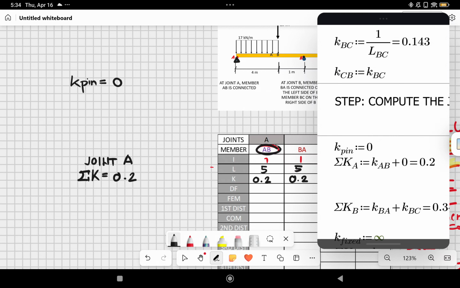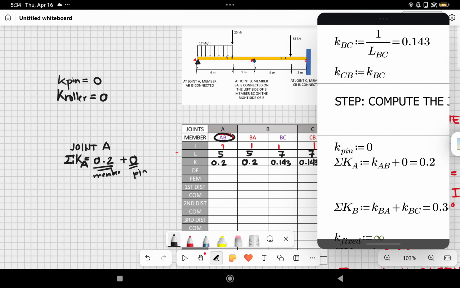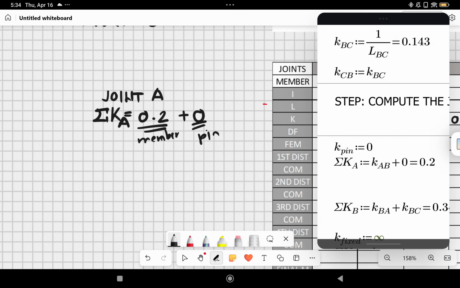We give it a value of 0. So that is what is connected at A, summation KA. That is the member which has a stiffness of 0.2, and the pin which is 0. This is the pin, this is the member. That is also the same with a roller. But for the pin and roller, they give a stiffness equal to 0. So, summation KA is equal to 0.2.